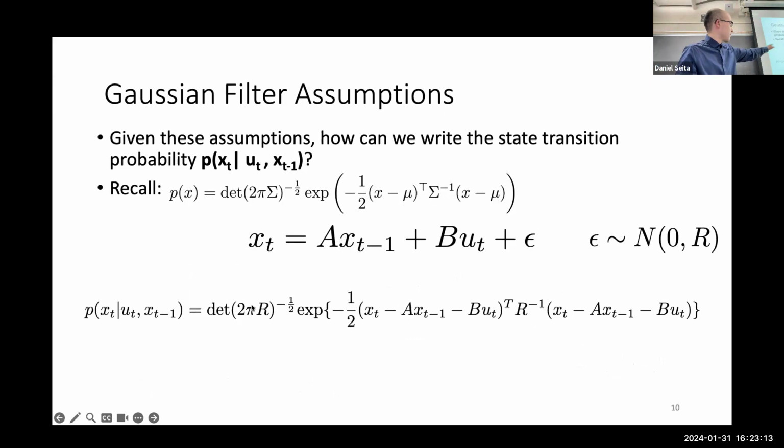You keep whatever normalizing constant you have, and then you have the exponential function with the mean vector here, and then the inverse covariance there. So hopefully it's clear how to derive it.